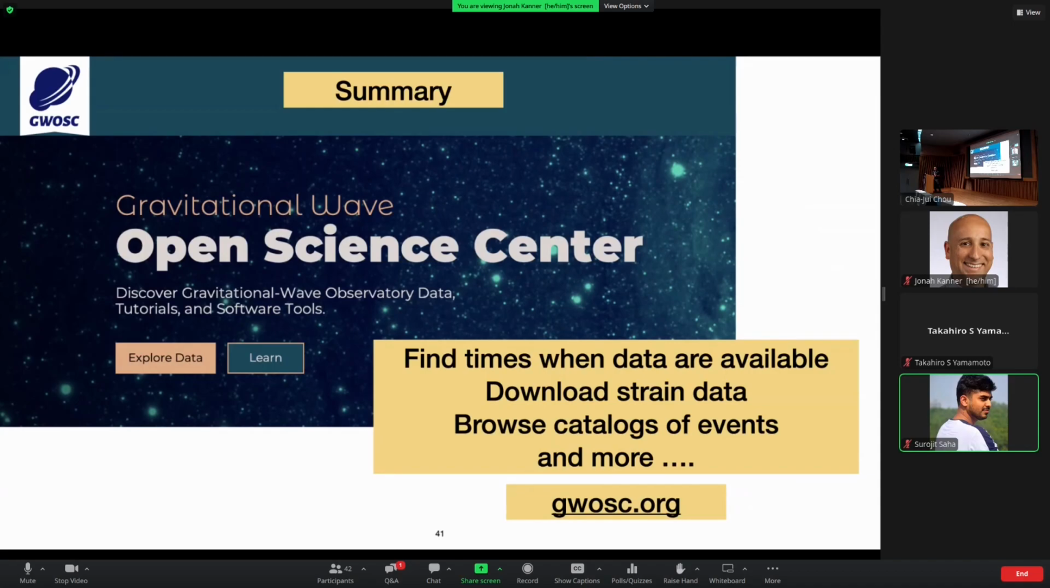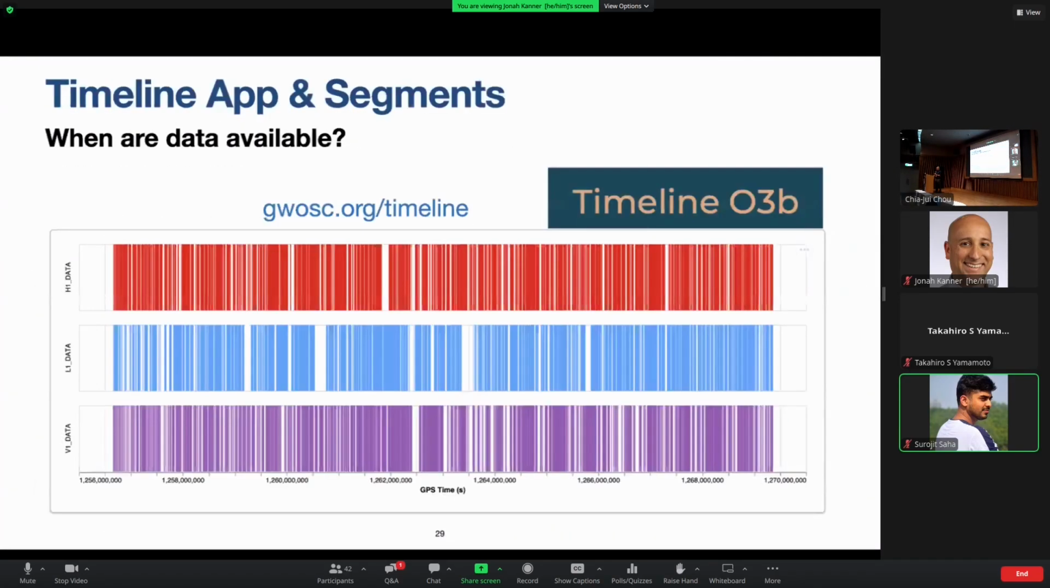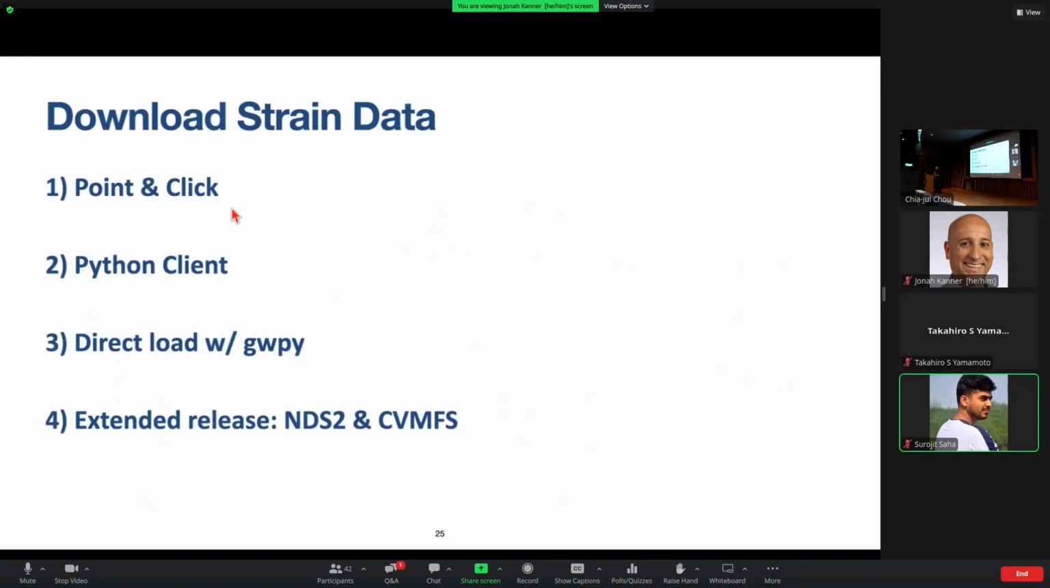Does all data come in both formats? Yeah, good question. We make these different interfaces available: the point and click, the Python client, and the direct load with GWPy. All three of those are interfacing the same web-based data archive that's available at gwosc.org. And in all three of those cases, yes, the data is available in both formats. The exception is this extended release.